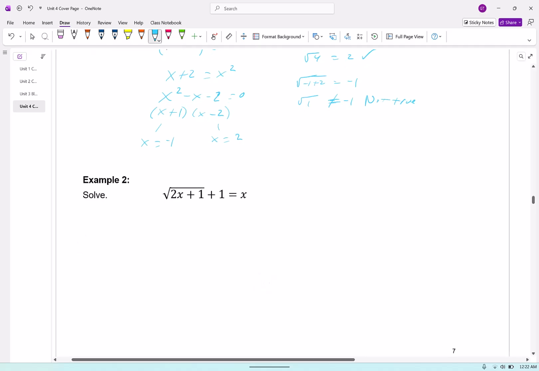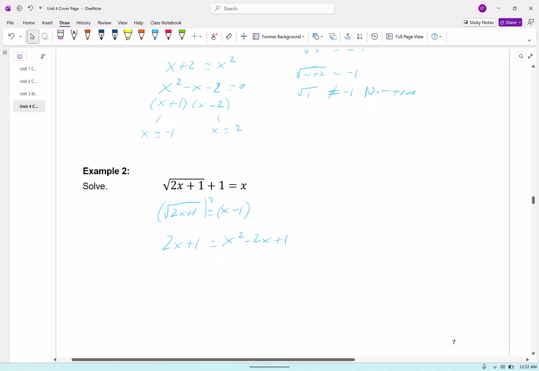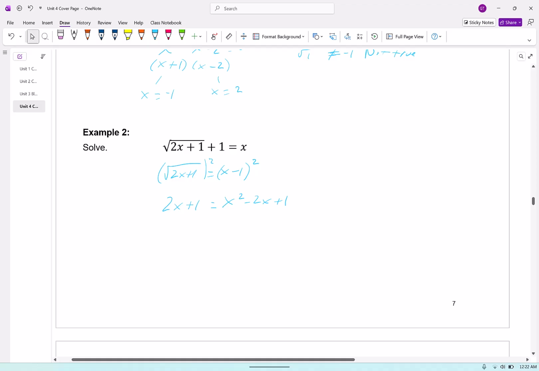Okay, so I got the square root of 2x plus 1 equals x minus 1. Well, I'm going to square both sides. I get 2x plus 1 on this side. Then I'm going to have x squared minus 2x plus 1. I just FOILed it out. Then square it. All right, so then I can rearrange.